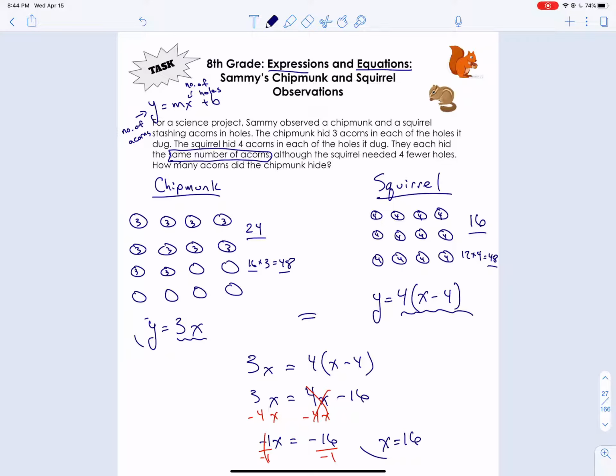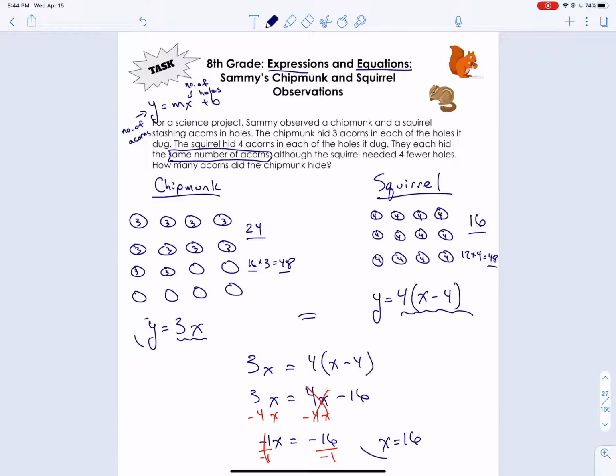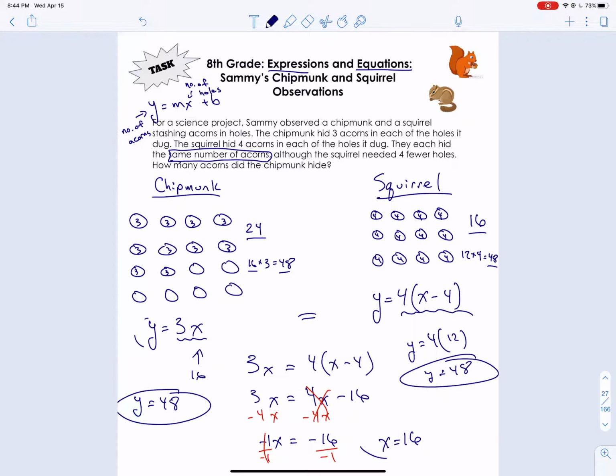So we're going to take that 16, and then we're going to just drop it into one of these equations. It doesn't matter which one, because we're going to get the same answer. So if we use this one, if we put a 16 there, we get y equals 48. Over here, we get y equals 4 times 16 minus 4, which is 12. So 48 is our actual answer because we're asked for the number of acorns.